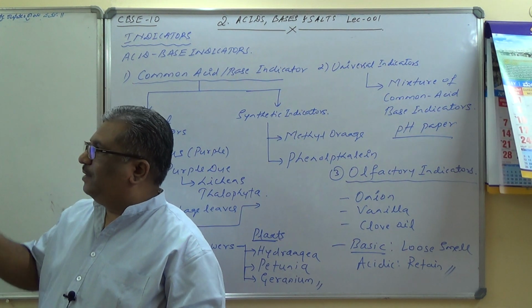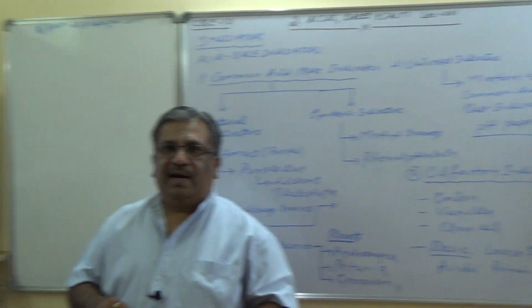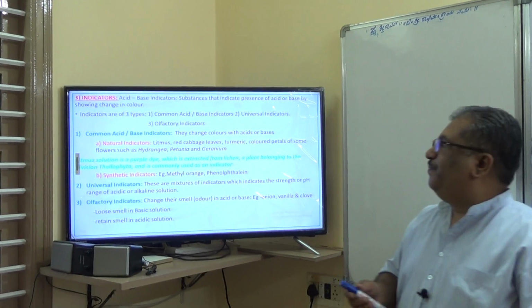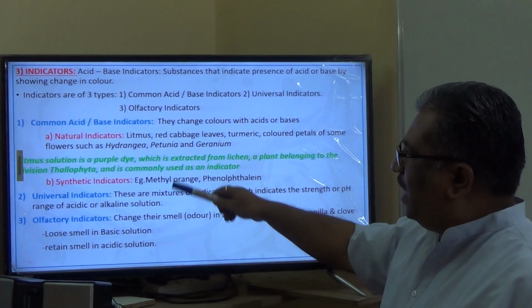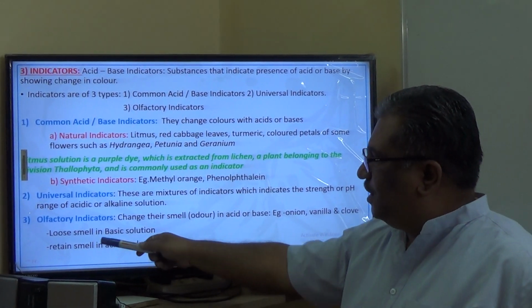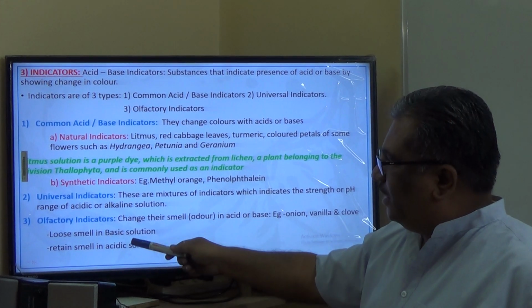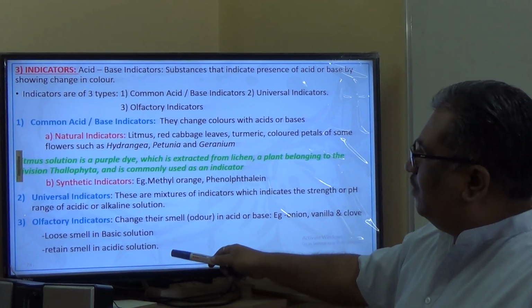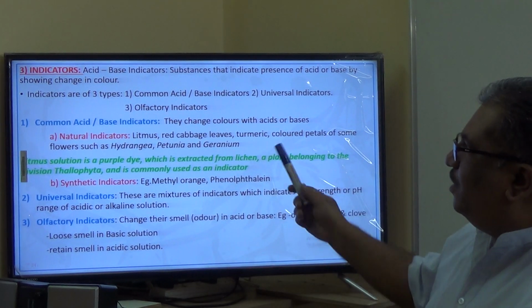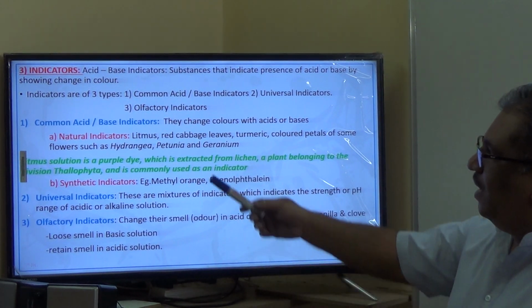Now we can have a look at the PPT and then you can note down the details. Here, indicators, classification, and these things are very important. Olfactory indicators: they lose smell in basic, retain smell in acidic. All these are important points. You have to note it down.